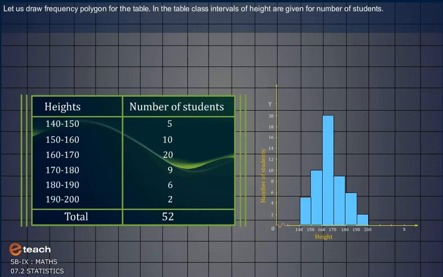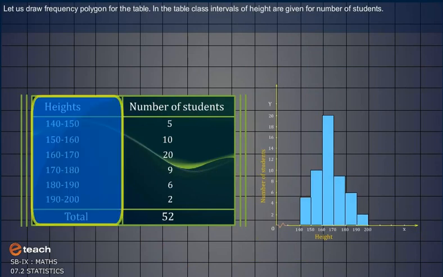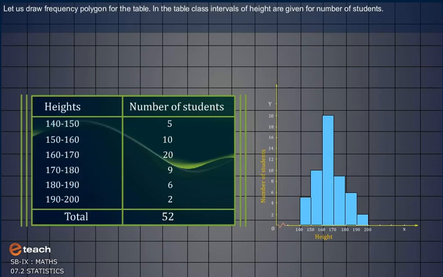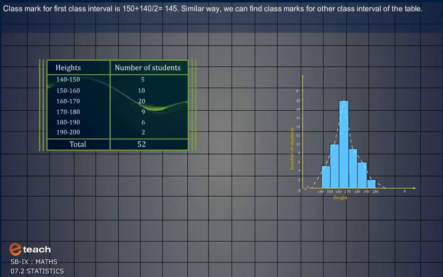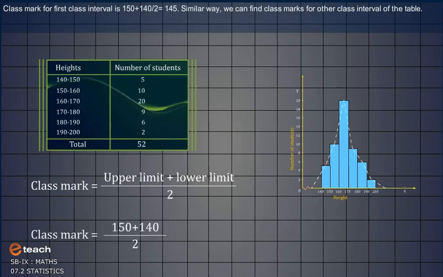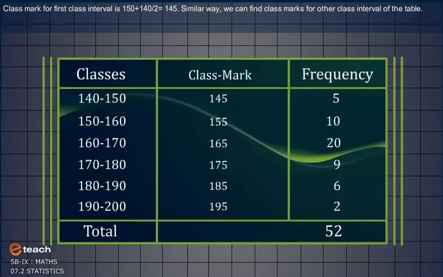Let us draw a frequency polygon for the table. In the table, class intervals of height are given for numbers of students. Since we want to draw a frequency polygon without a histogram, let us find the class mark for each class interval. Class mark for the first class interval is (150 plus 140) divided by 2, which is equal to 145. In a similar way, we can find class marks for the other class intervals of the table.